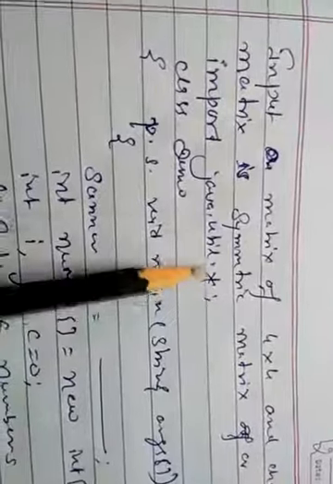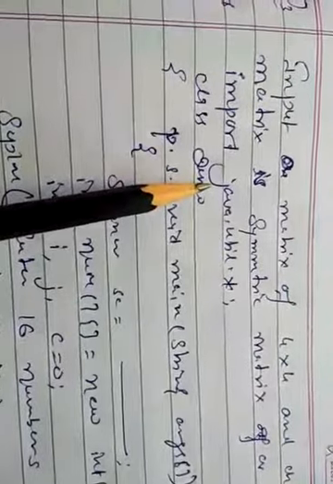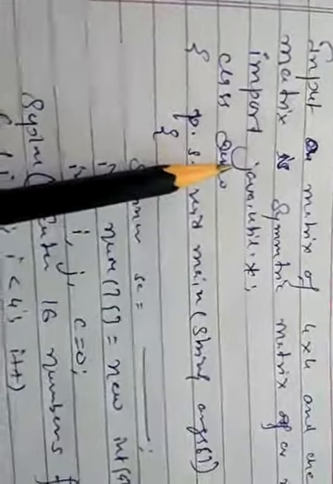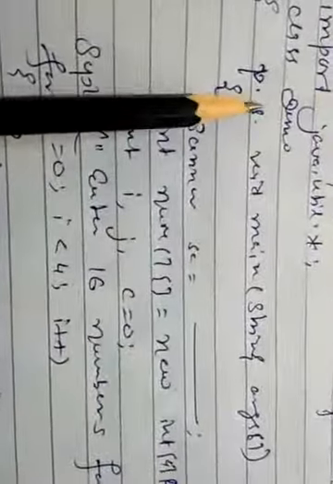And here is the next question on 2D arrays. Input a matrix of 4 by 4 and check whether this matrix is a symmetric matrix or not. A matrix is symmetric when the transpose of the matrix is the same as the input matrix.